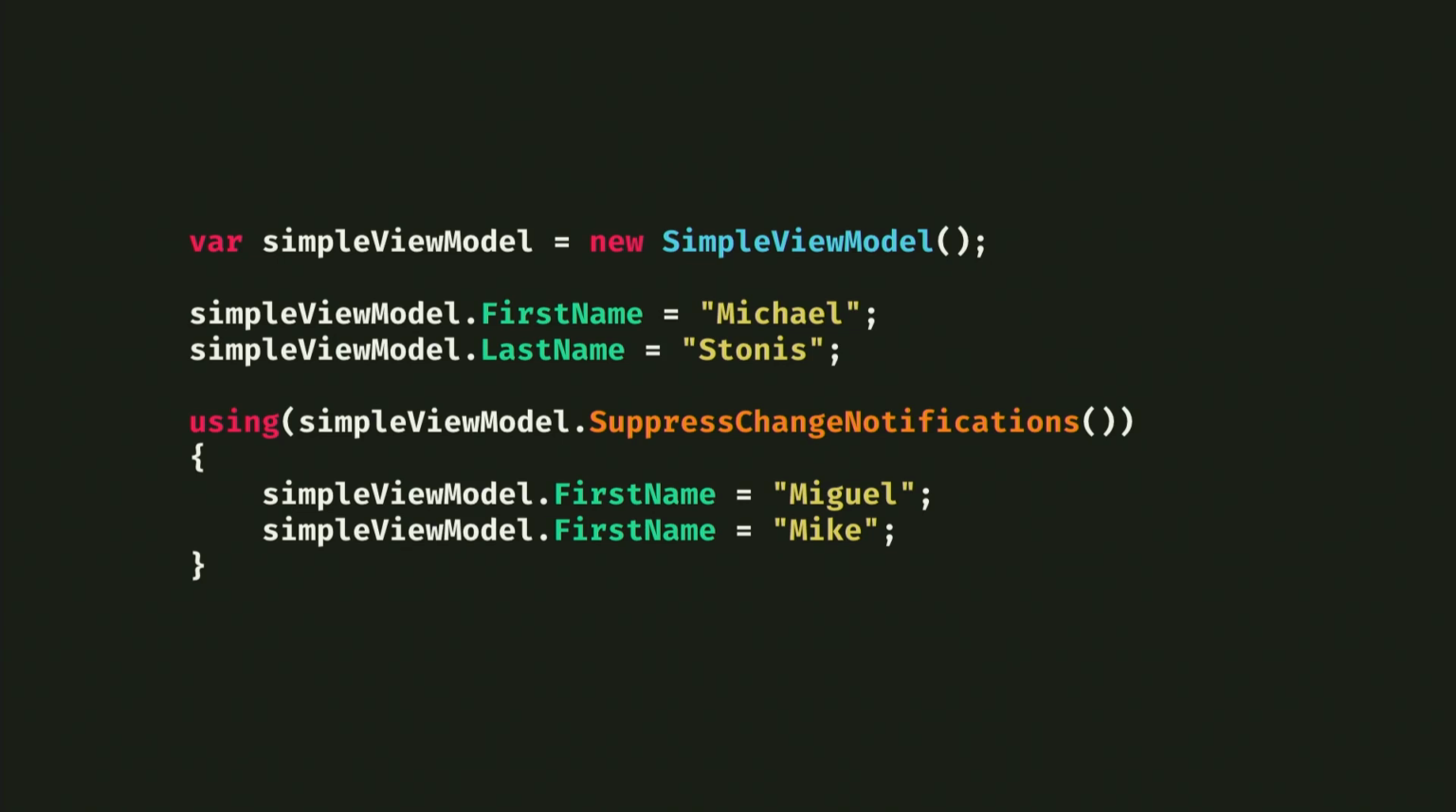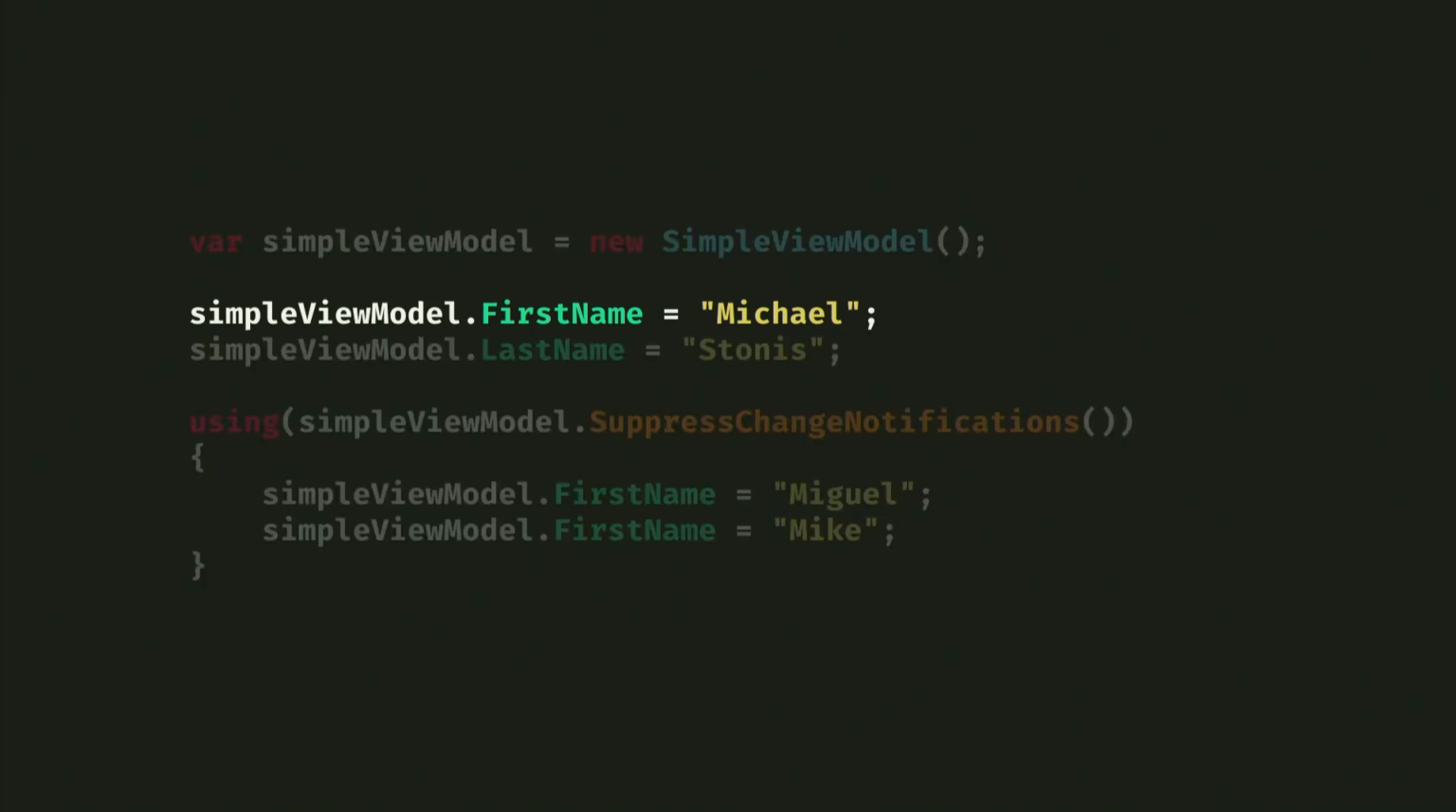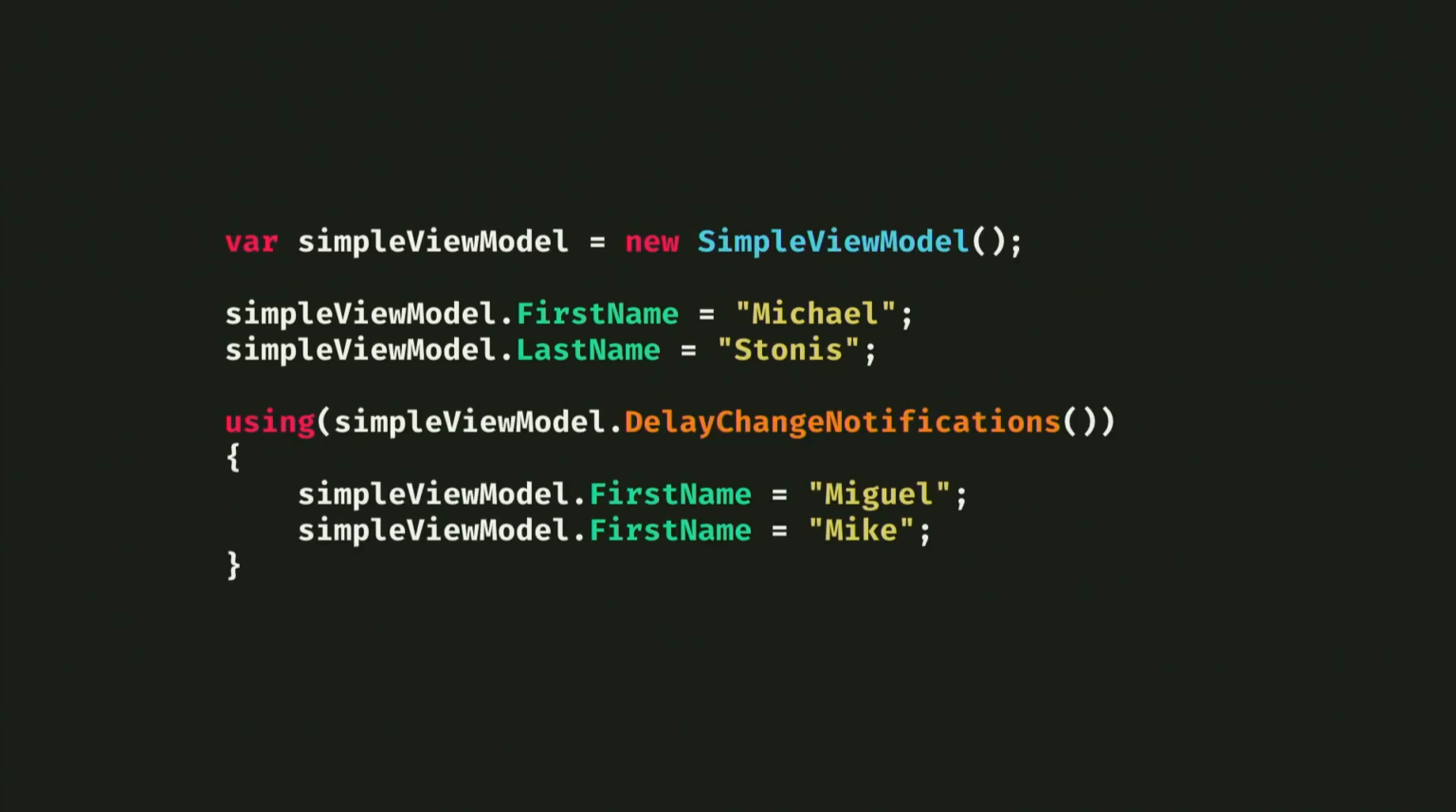So I could change my name to Miguel, I could change my name to Mike, and within that block, it's not going to raise those notifications. As soon as I leave the block, and I change first name afterwards, again, it will start sending out those change notifications. But as long as I've got that using statement out there, they're going to stop sending those, right? So in this case, the only change notification I would have received was when I originally set the property name to Michael.